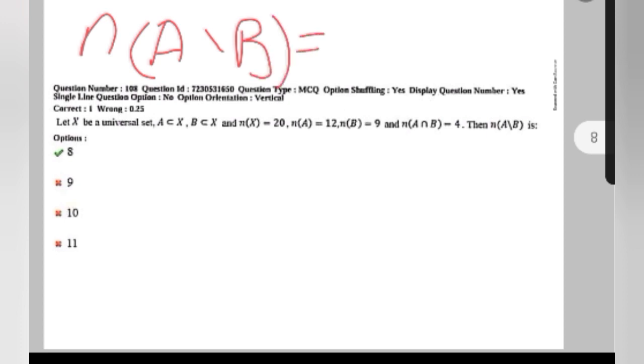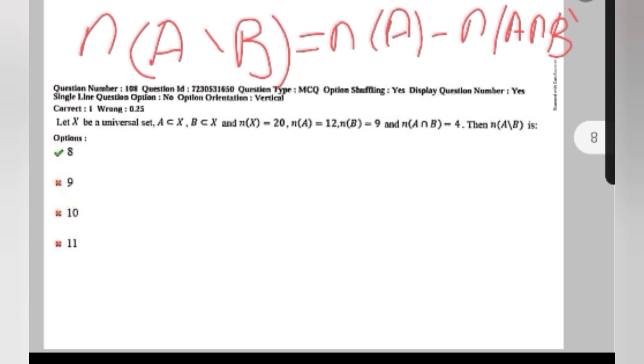So here the number of elements in A minus B can be calculated with the help of the number of elements in the set A minus the number of elements in A intersection B. This is a formula to calculate the number of elements in A minus B. If you want to calculate the number of elements in A minus B, you just should know the number of elements in A and the number of elements in A intersection B.